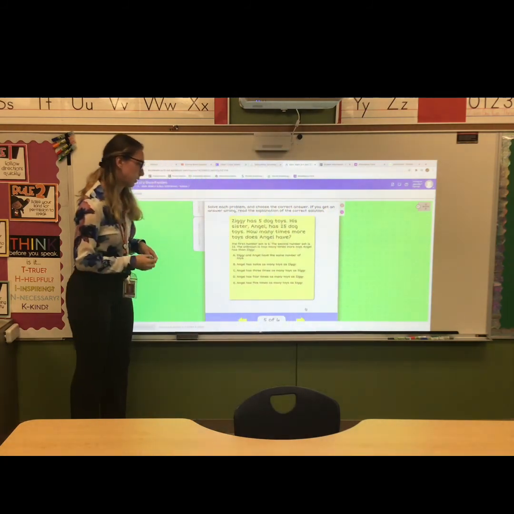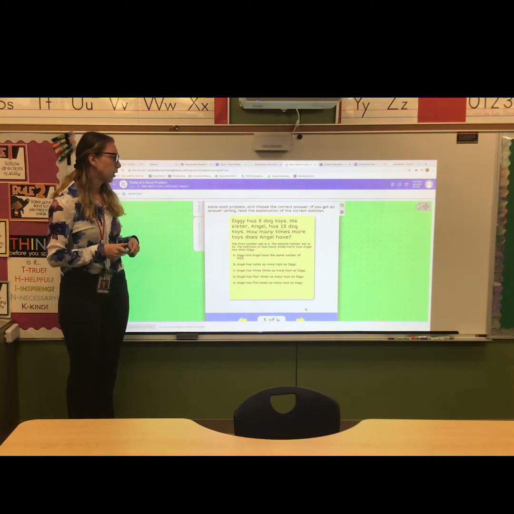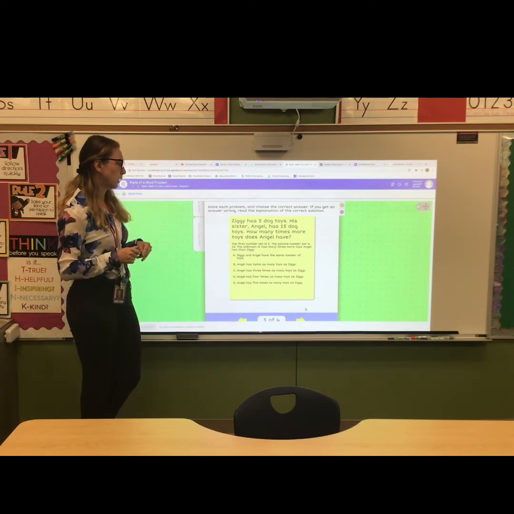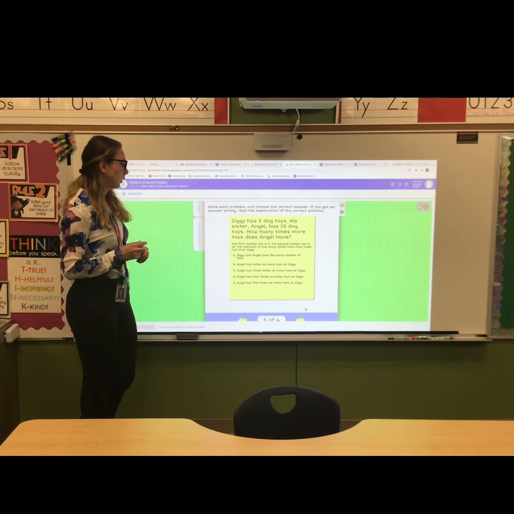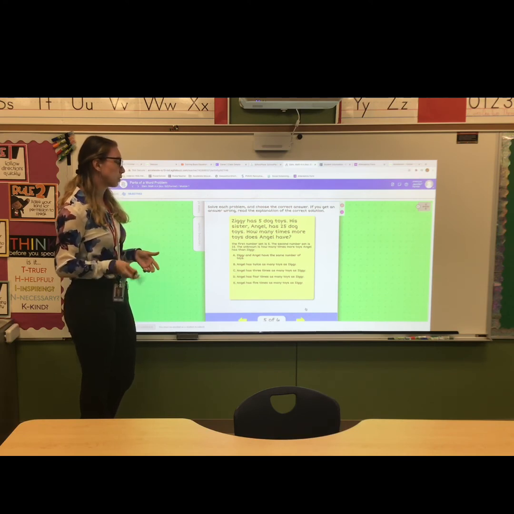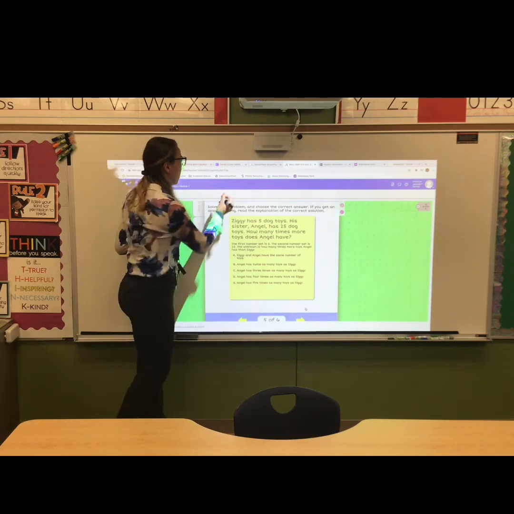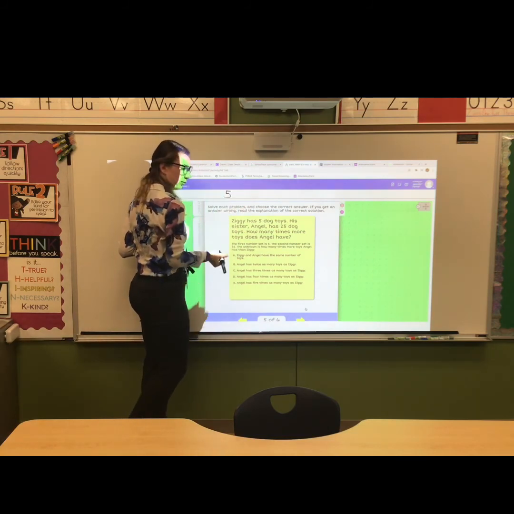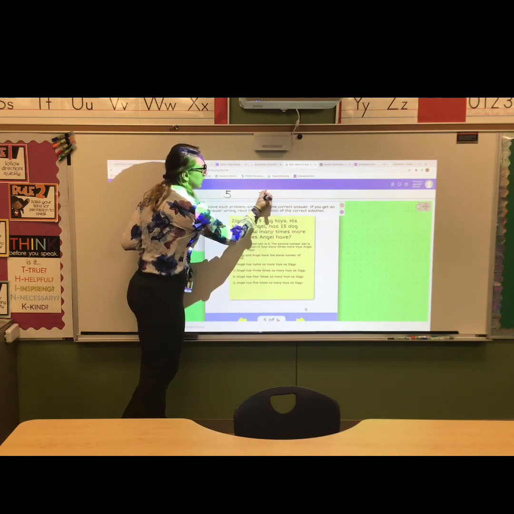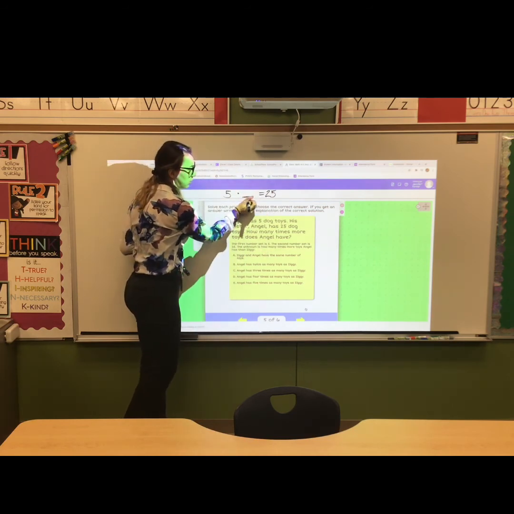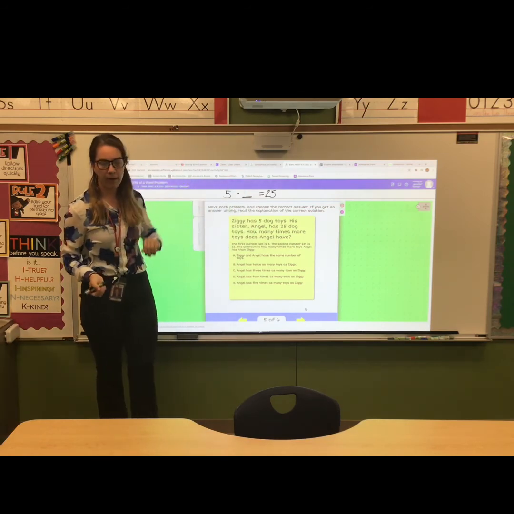Ziggy has 5 dog toys. His sister, Angel, has 25 dog toys. How many times more toys does Angel have? Wow. The first set of numbers is 5, the second set of numbers is 25. The unknown is how many times more toys Angel has than Ziggy. So Ziggy, poor little Ziggy, only has 5 toys. Angel over here is sitting pretty with 25 toys. We have to multiply this by something, by some variable. Right now I'm just going to do a blank line to equal 25.